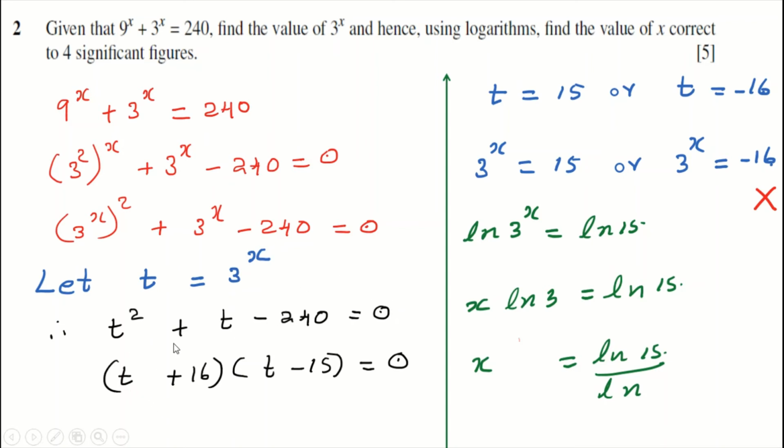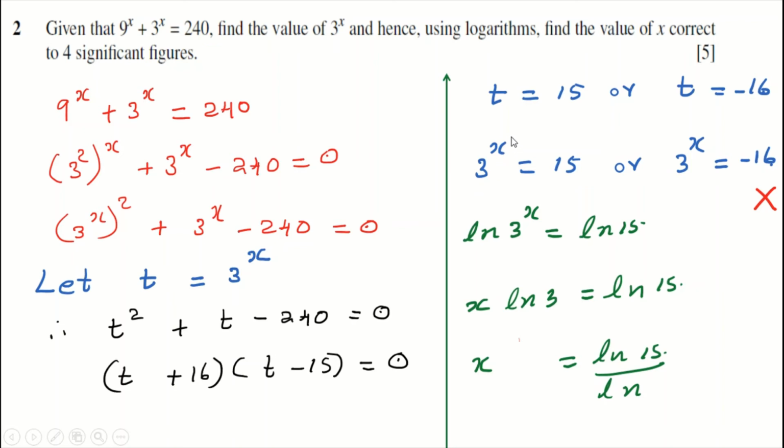Now this is a simple quadratic equation, we can factorize it very easily. t plus 16 and t minus 15 equals 0. t equals 15 or t is equal to minus 16. We will take t equals 15. Now this t is something we have introduced, so we've got to get rid of t. t is replaced with 3 to the power x. Then this will become 3 to the power x is equal to 15, or 3 to the power x is equal to minus 16. 3 to the power x equals minus 16 we can't proceed with because this will never happen. This is an invalid solution, so we will leave it. We will proceed with 3 to the power x equals 15.